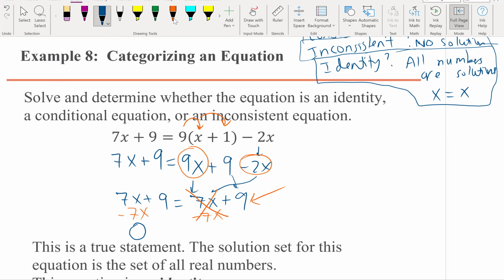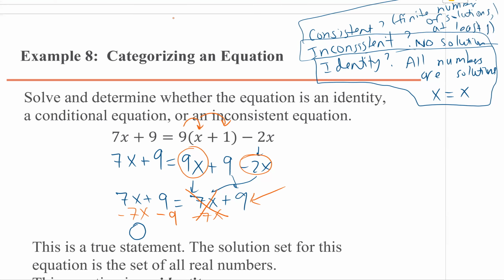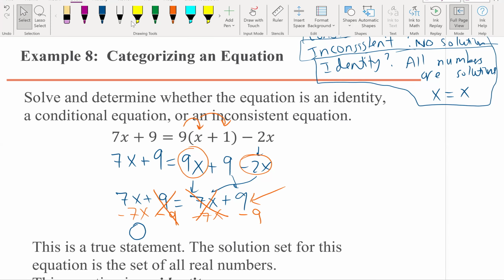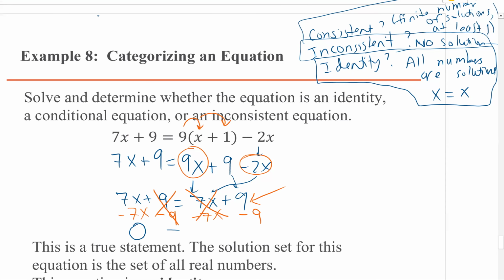And then I want to get all the constant terms on the right, so I'm going to subtract that 9 over to the right side. But then again, 9 minus 9 on the right side equals 0. 0 equals 0, that's always true. As opposed to the last example where I got 0 equals 6, which is never true.